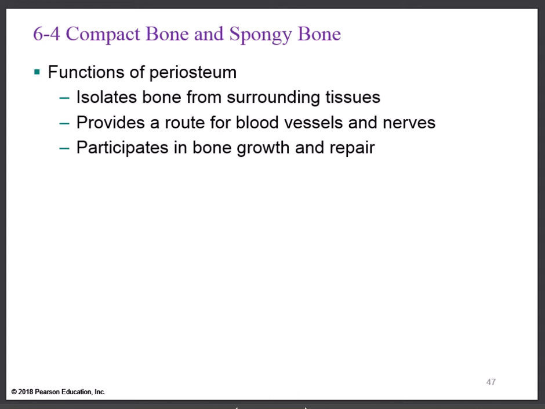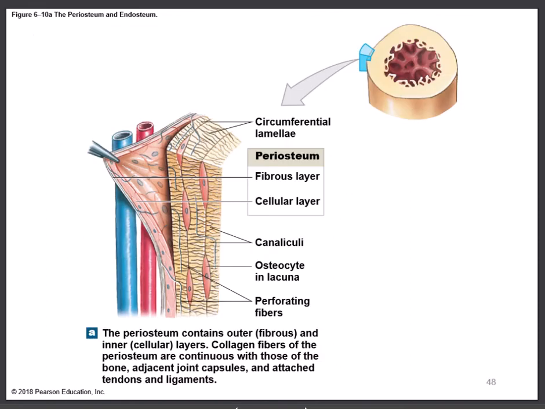So the functions of the periosteum are pretty easy. They isolate the bone from surrounding structures, right? We have muscles that are on top of bone, so it's a way of keeping the muscles separate from the bone. The periosteum is very vascular and it has nerves. So this is the way blood vessels and nerves travel along the bone. We'll get into that in the next lesson. And they participate in bone growth and repair. So during our formative years, the periosteum is active, and when we're an adult, if we injure a bone, the periosteum is active, especially the cellular layer, in repair. That's a good picture.